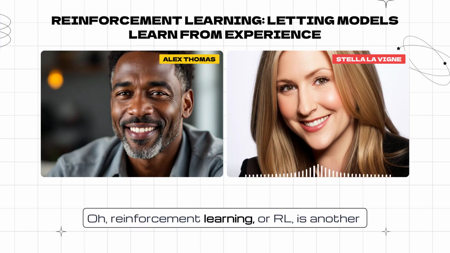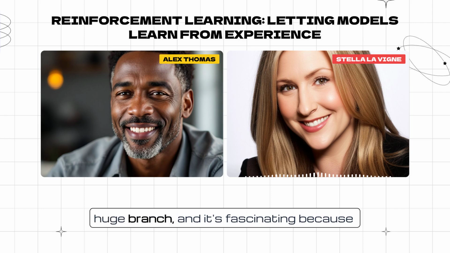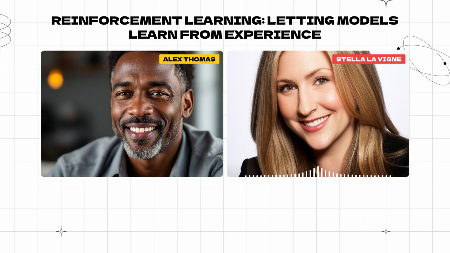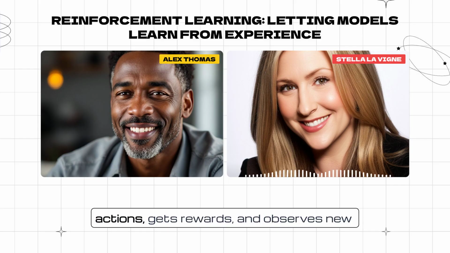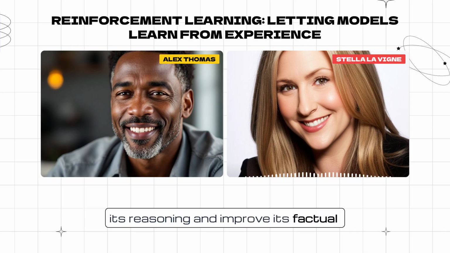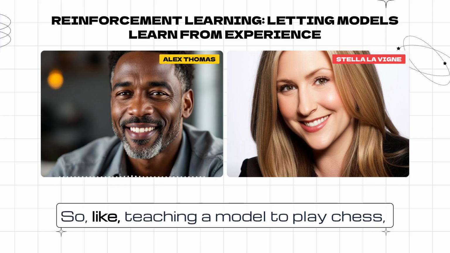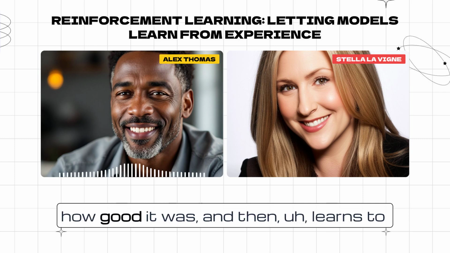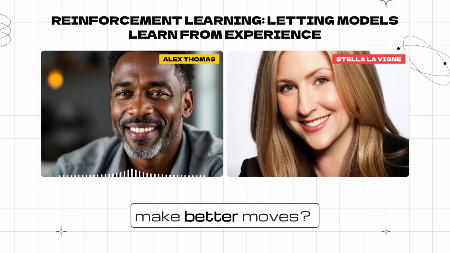Oh, reinforcement learning, or RL, is another huge branch, and it's fascinating because models improve through iterative feedback rather than just static labels. Think of it like a game. An agent, that's our model, interacts with an environment, takes actions, gets rewards, and observes new states. The rewards tell it how desirable an output was, and it uses that to refine its reasoning and improve its factual accuracy over time. So, teaching a model to play chess almost? It makes a move, gets feedback on how good it was, and then learns to make better moves?